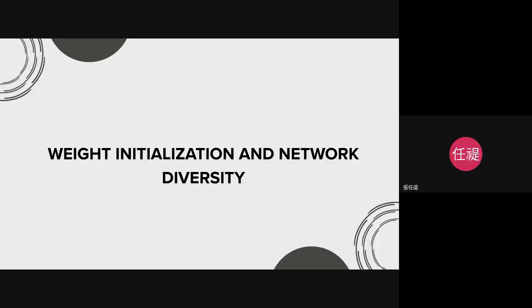I will be presenting on task 3 of challenge 2. The focus of this task is to investigate how different weight initialization strategies affect the optimization process, final accuracy, and the diversity of learned representations in our convolutional neural networks.